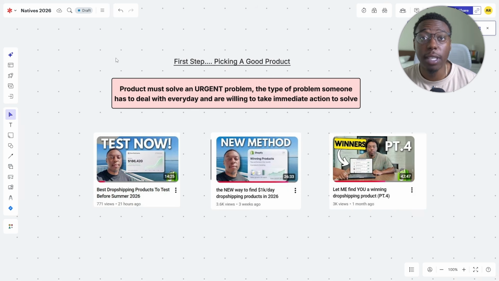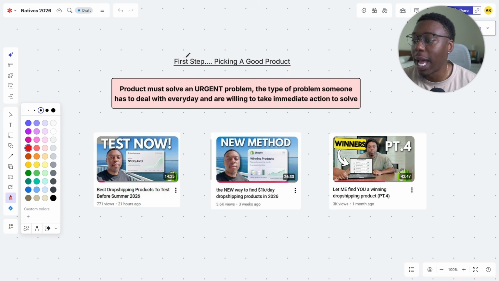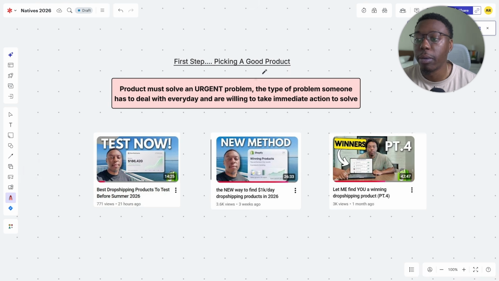So the first step in this process is actually super important. You have to ensure that you're picking a good product. I ideally would recommend you pick a product that solves an urgent problem, emphasis on urgent problem, the type of problem someone has to deal with every day and are willing to take immediate action to solve.